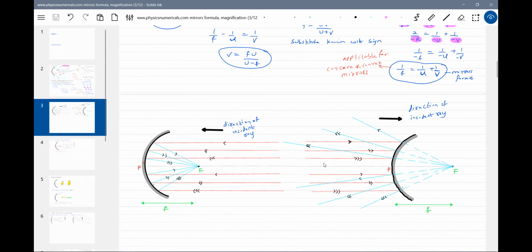Okay, now, what about the focal length for concave and convex mirrors? So I have here, this is a concave mirror. This is a convex mirror. The direction of the incident ray should be taken positive. So this is the direction of the incident rays. And similarly here, these are incident rays.